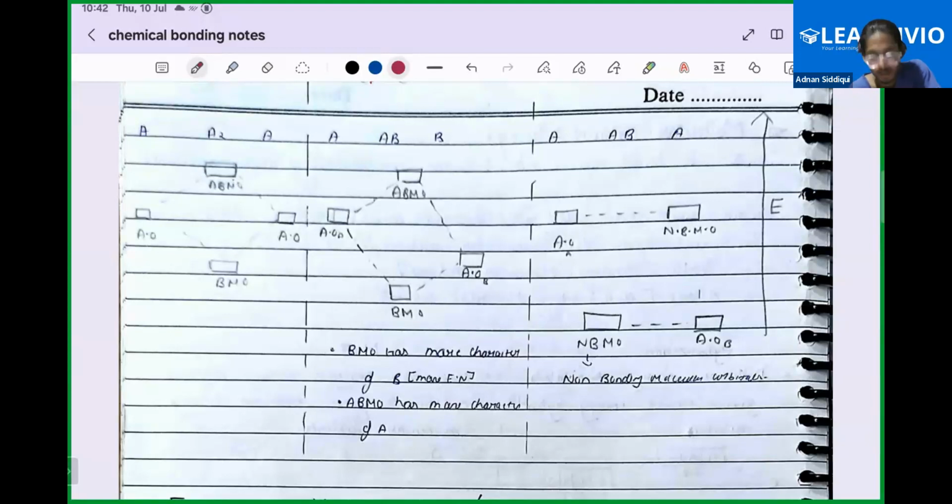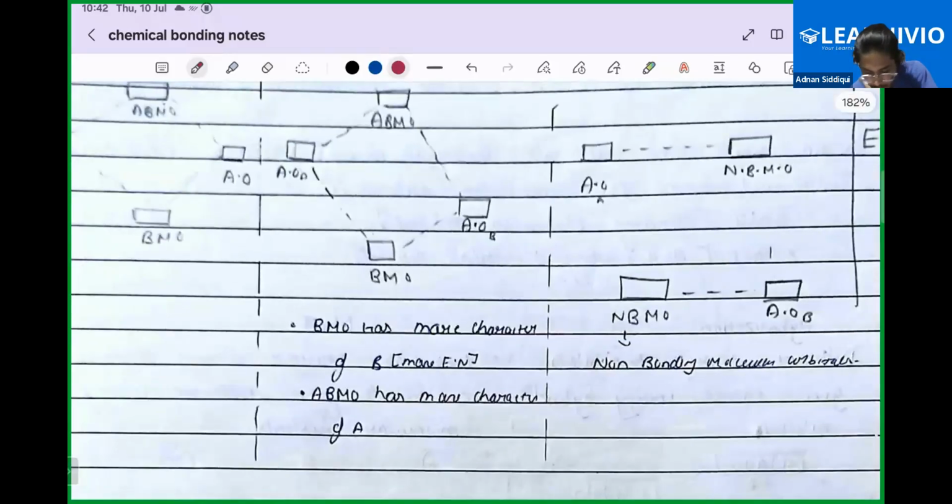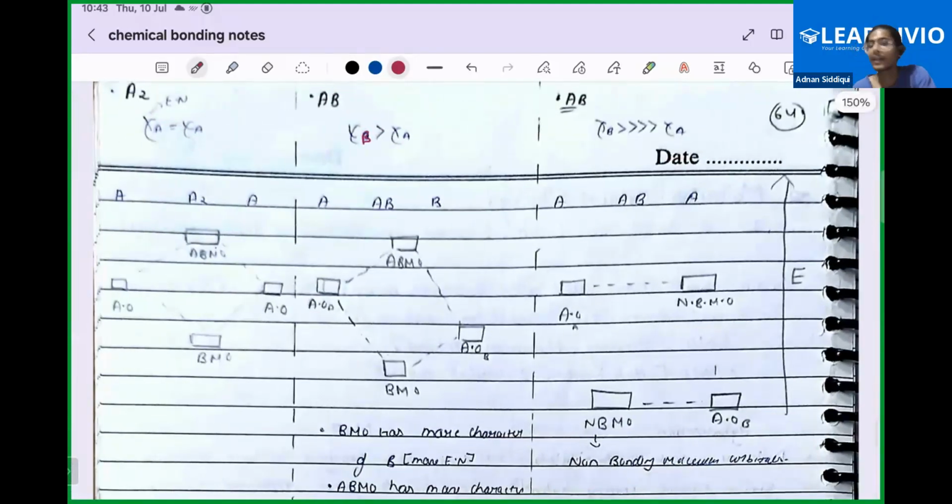Bonding molecular orbital, BMO, has more character of B, the more electronegative atom, and ABMO has more character of X. What if the electronegativity difference is so huge that they won't be able to make a bond, it becomes shifted, like a parallelogram type?